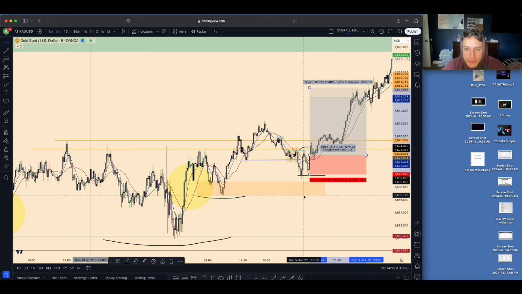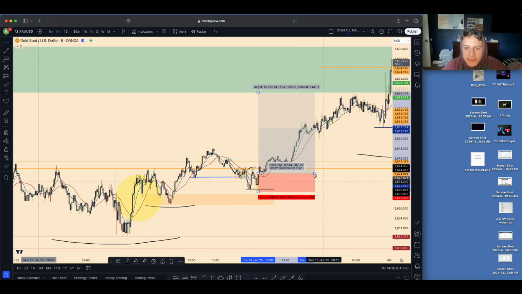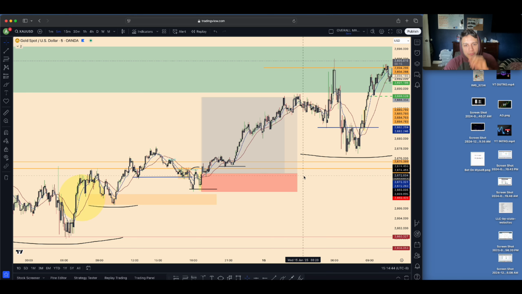And then you could have definitely rolled this to the upside. 36 pip stop loss, could have targeted the highs at like 26.89, and you would have been pretty much solid. TP would have got a hit. That would have been a 1 to 4 risk to reward.